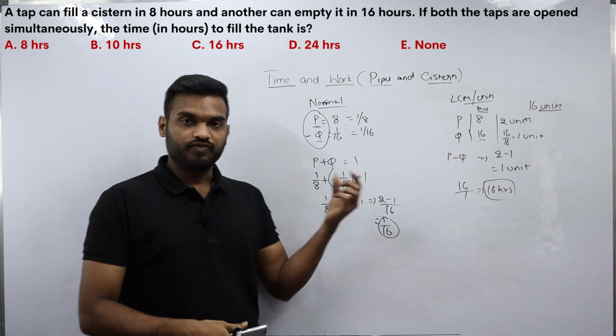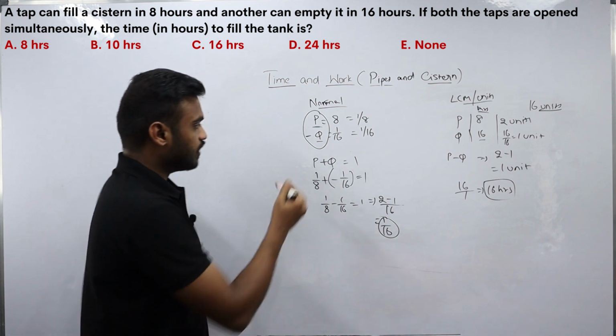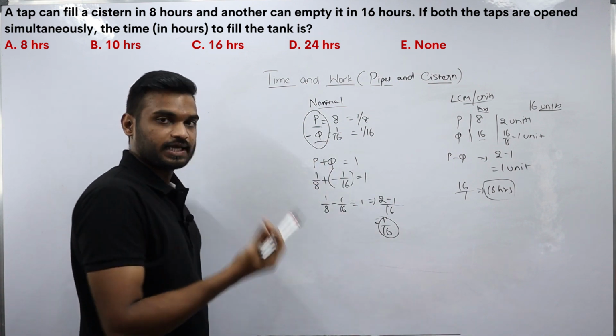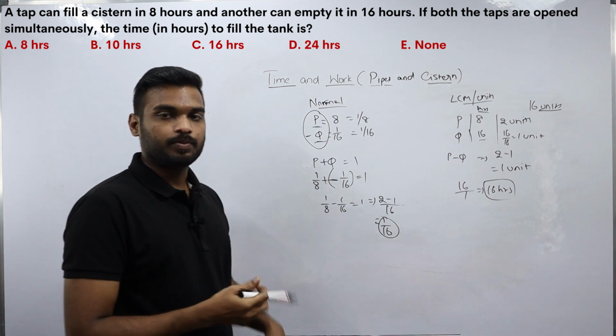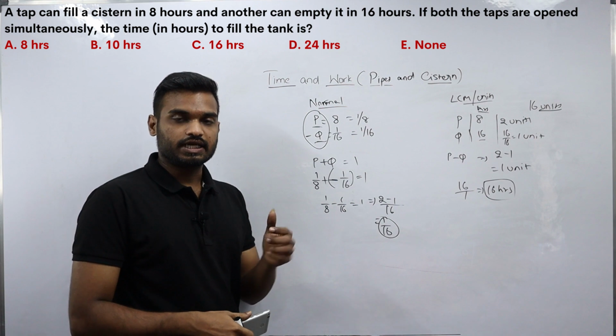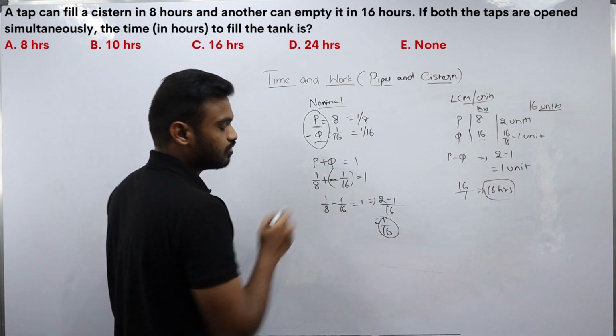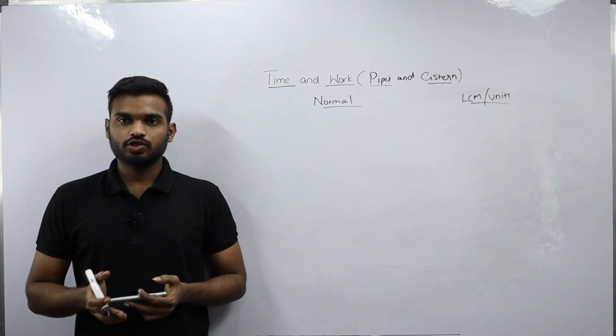Okay, here whenever the problem says one tap is removing the work or emptying the tank, we will keep a negative sign for that, so that we can come to know what is the total amount of work that is left after emptying the work. Now let's see the fourth problem.